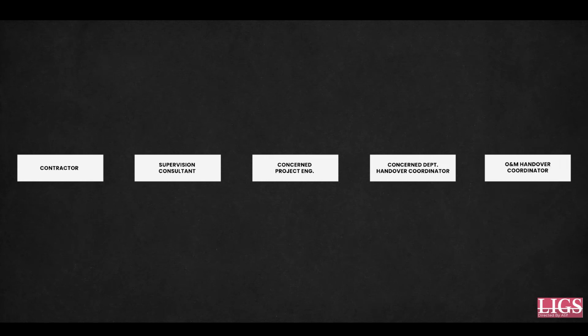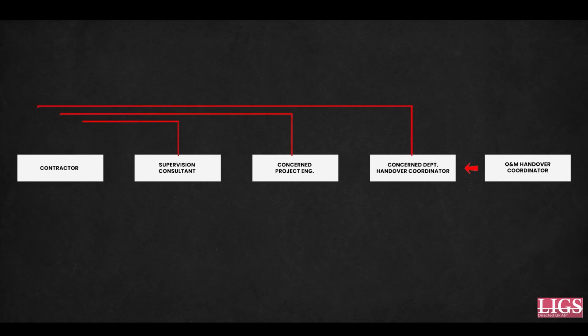Let us consider a scenario wherein an external contractor initiates the request through the supervision consultant, who in turn moves the request to the concerned project engineer, who finally presents it to the concerned department handover coordinator, who then verifies the same and submits it to the operation and maintenance handover coordinator. What we have now looked at is a positive scenario. At any stage the request can be rejected or returned to the contractor by each of the other concerned personnel if it does not correlate with the mandatory requirements.